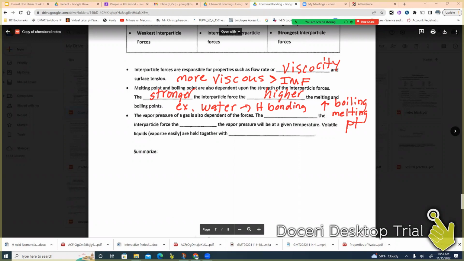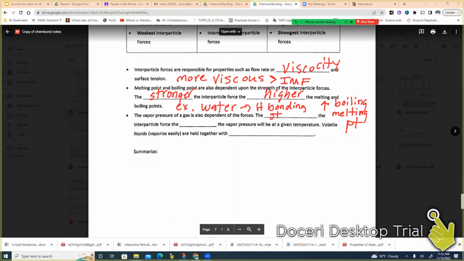What gives a lot of characteristics to water? If you remember in biology, things like adhesion, cohesion, surface tension, that's all because it has those hydrogen bonds. When you talk about vapor pressure, which we probably don't deal with as much, vapor pressure is kind of looking at how volatile or how easily something can evaporate. So the vapor pressure of a gas is also dependent on these forces.